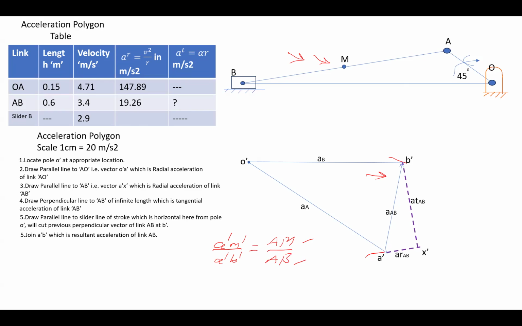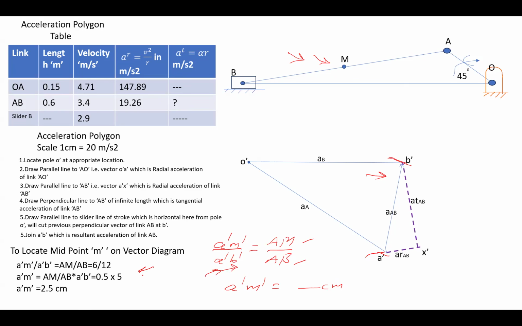This is known to you, and this is known to you. A dash B dash, you have to measure this vector here. After measuring that, you have to mark it here. You will get A dash M dash in centimeters. That calculation is shown here. You will get A dash M dash as 2.5. So you have to locate the M point at 2.5 from A, right? Then join O dash M dash, and this gives the acceleration of M.